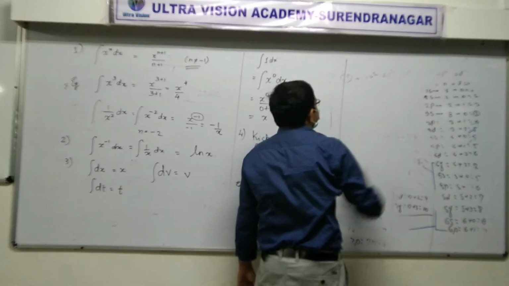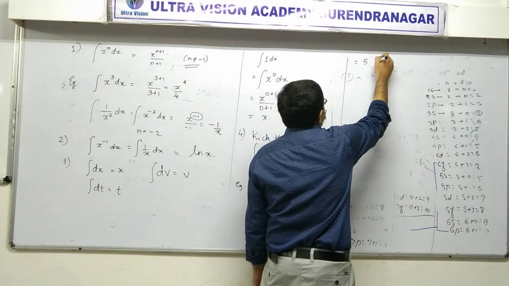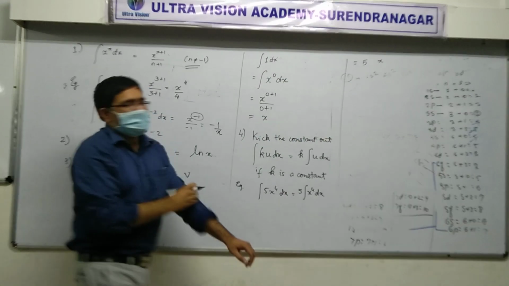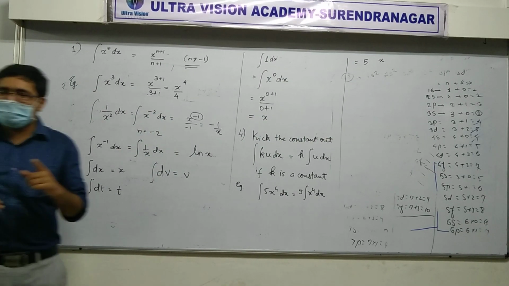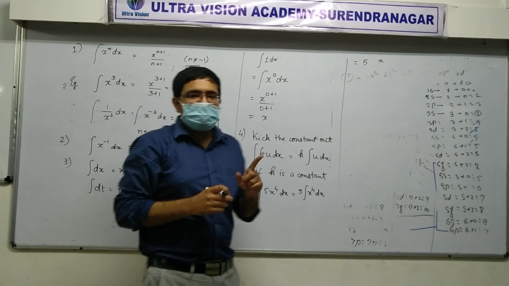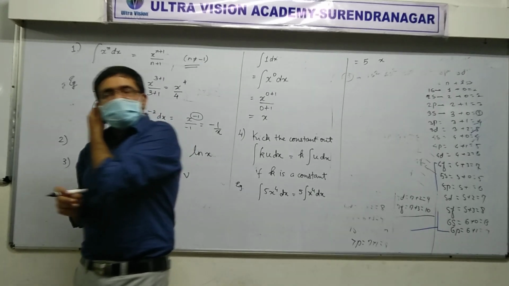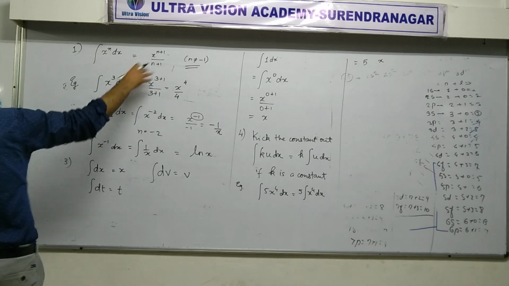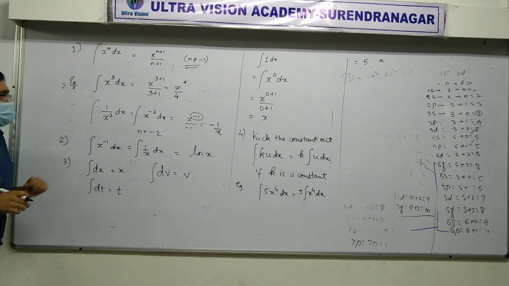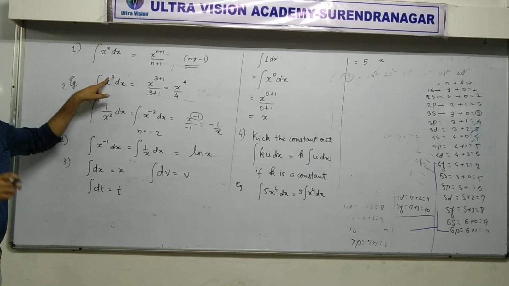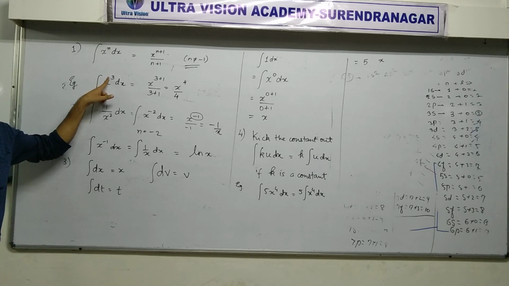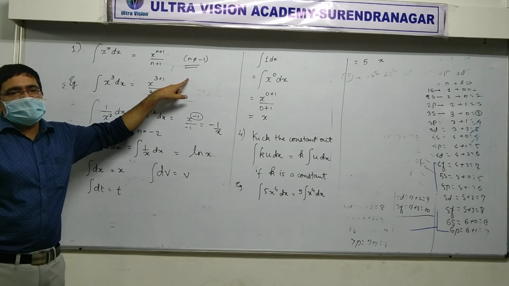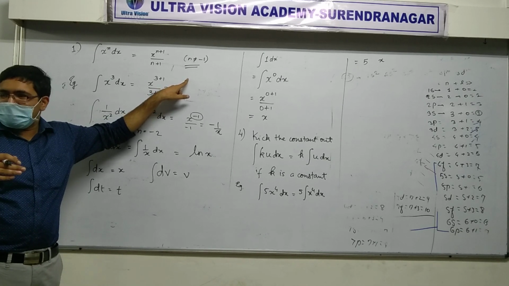So this is equal to 5 into x raised to, what should I add? 5. Raised to 5 by 5. Clear or not? Yes. Sure? Yes. You see, the way to master this formula is very simple. Look at the power, increase the power by 1. So 3 will become 4. So x raised to 4, and then divide by that power itself.